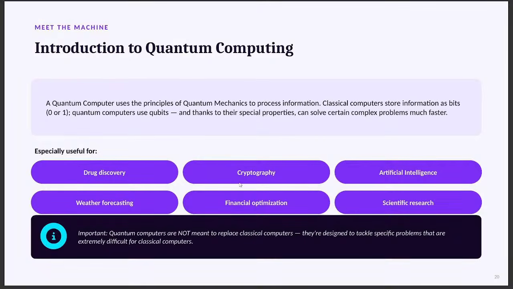Another one is financial optimization. Banks can optimize investments and reduce financial risk. And last but not least, scientific research. Scientists can simulate atoms, molecules, and even chemical reactions much more effectively, such that they can find new medicine in an effective time. It won't take more than a week. So always remember this sentence: a quantum computer is not a replacement for your laptop. It is a special-purpose computer designed to solve certain extremely difficult problems much faster.